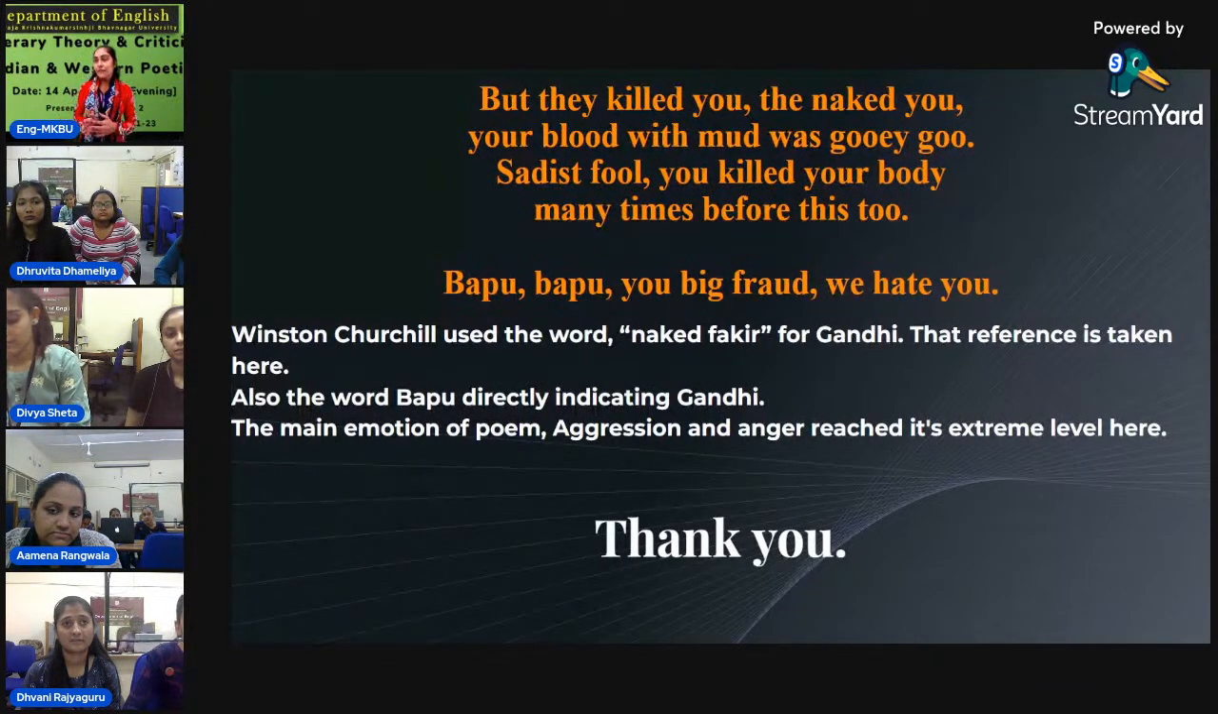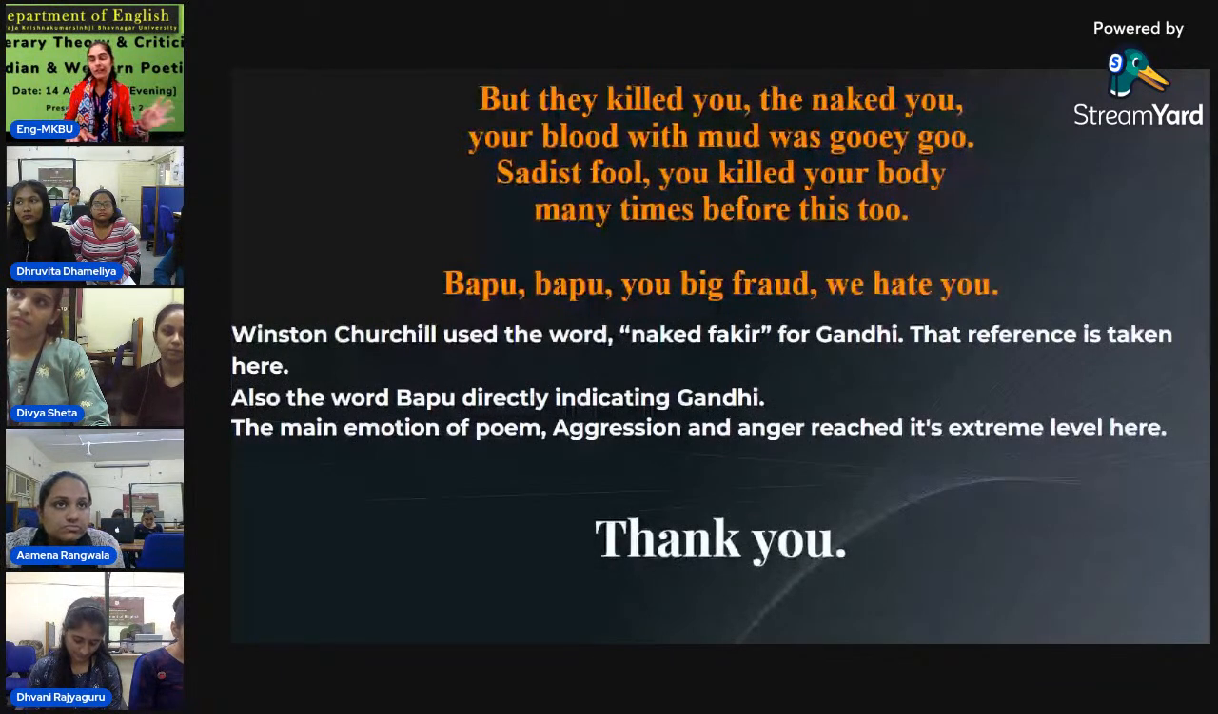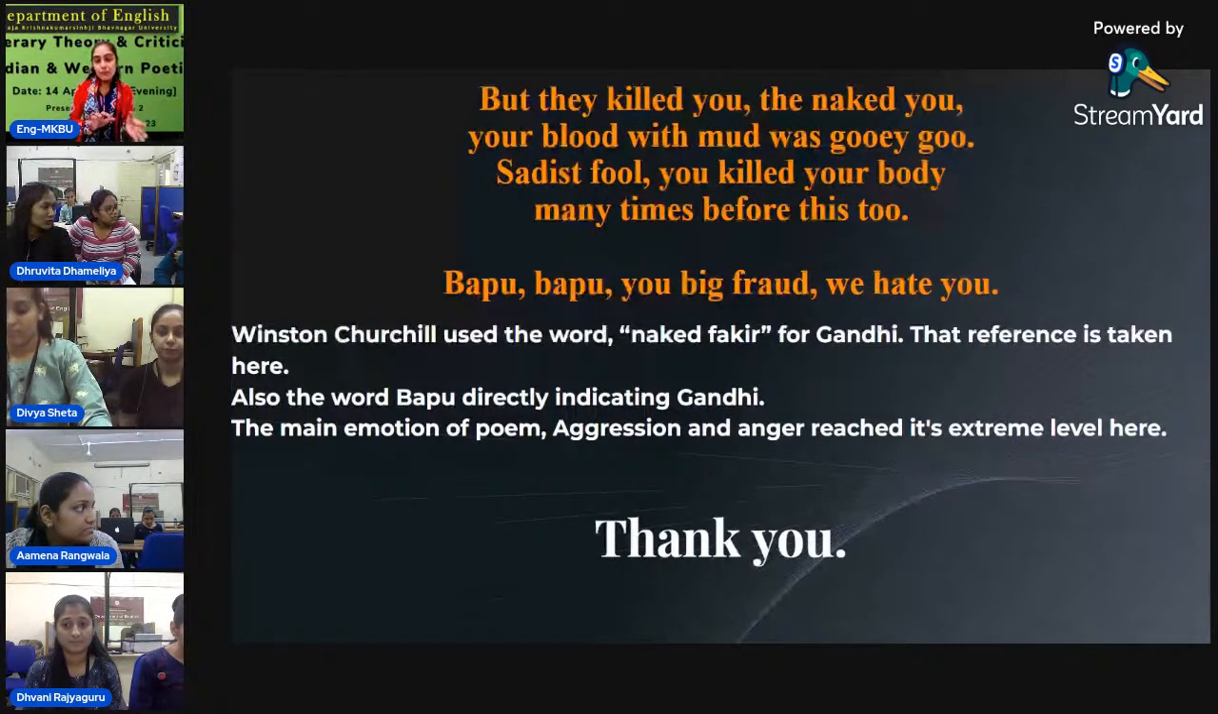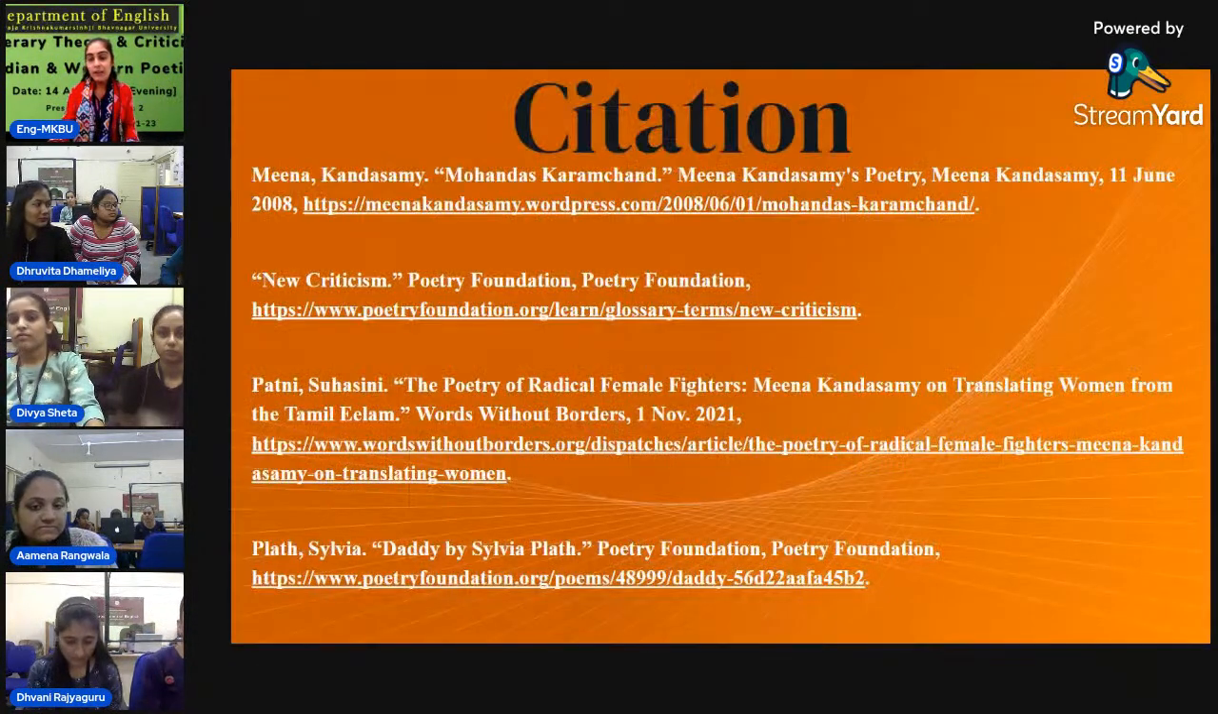Here we see the reference of Winston Churchill, who used this word naked fakir for Gandhi. So that reference we also see here. And also the word Bapu is directly indicated now. So we come to know that this poem is not about any Mohandas Karamchand, but it is for Gandhiji or Gandhi Babu. So the main emotions of the poem, aggression and anger, are also reflected here. Thank you. And these are my citations.